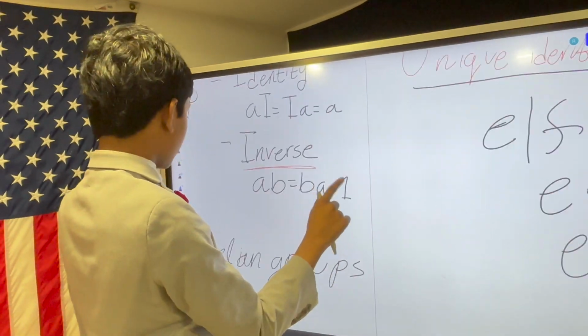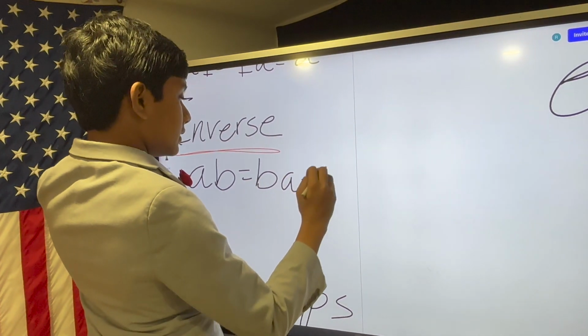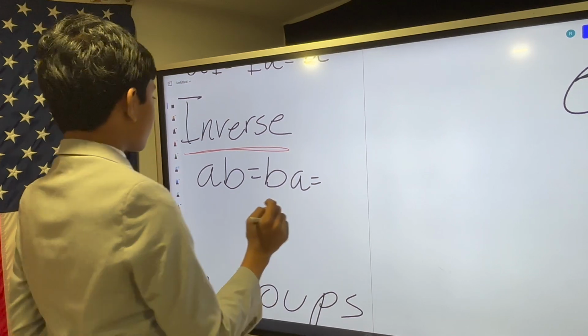And, oh, it looked like I made a little slip up earlier. This should be E for the identity.